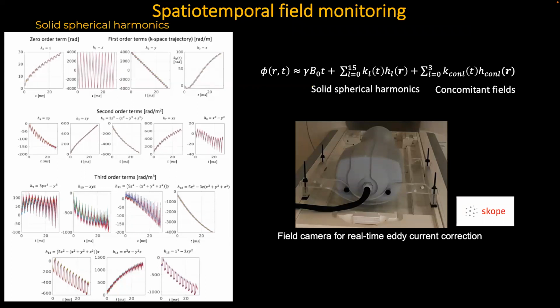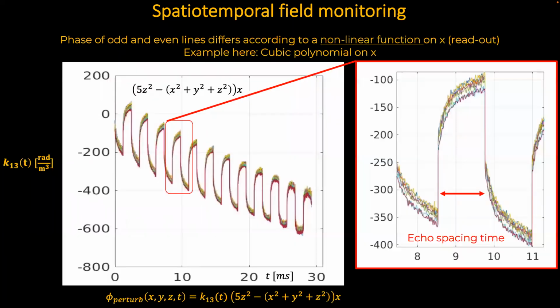We have a field camera in our scanner where we fit the measure of the phase to a basis of solid spherical harmonics, where the first order represents the k-space trajectory, the zeroth order indicates the B0 term, and the second order and third order terms are unwanted components that we would like to be minimized. But as you can see here, we have observed that second order and third order terms are substantially higher, and this creates a strong ghosting that cannot be corrected with the linear phase correction.